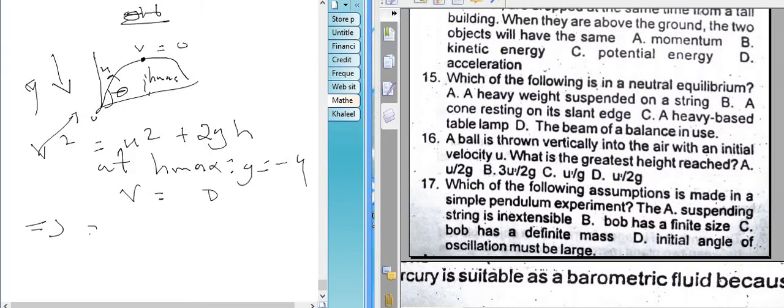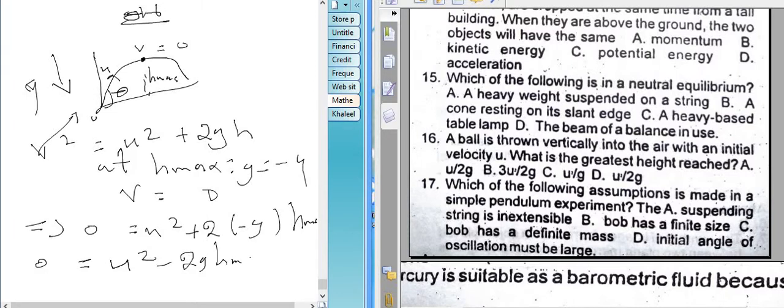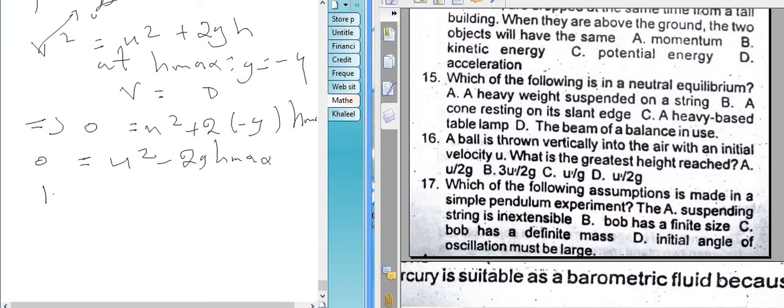Now substitute. v square is equal to u square plus 2 into minus g. Instead of h, we put h max. So 0 is equal to u square minus 2 g h max. Making h the subject of the formula, h max is equal to u square all over 2g. In this case we don't have an angle, so we just substitute our values. Therefore option D is the answer.